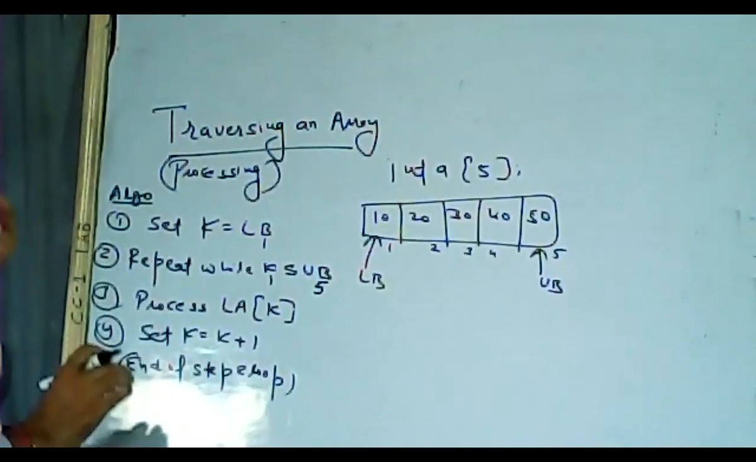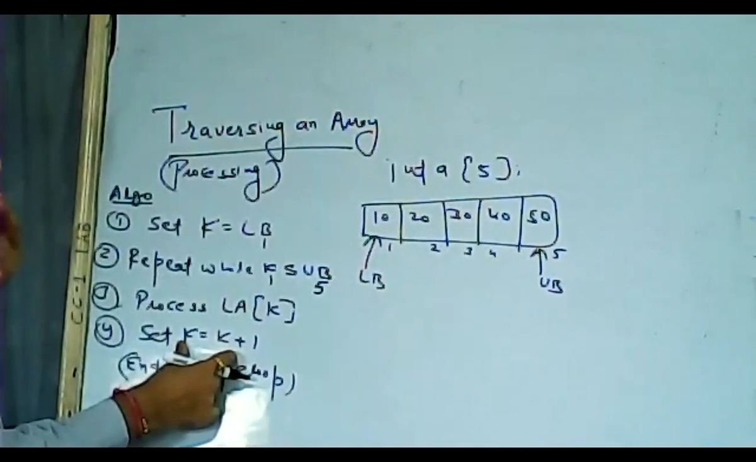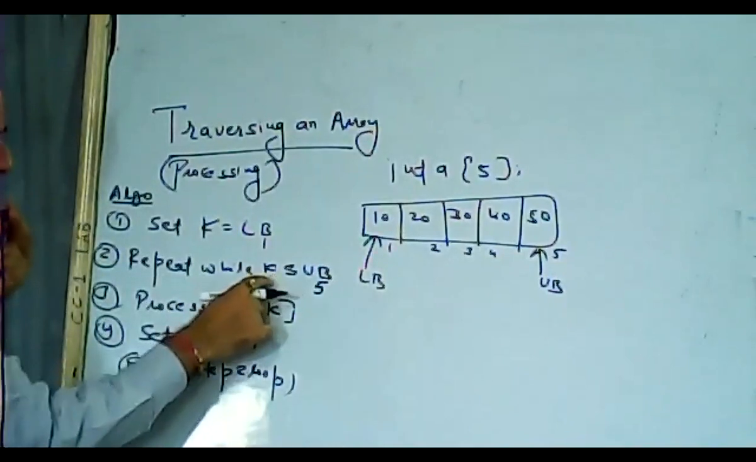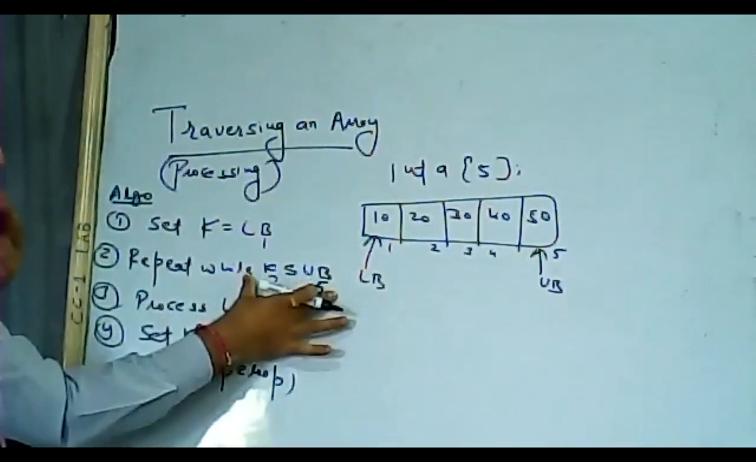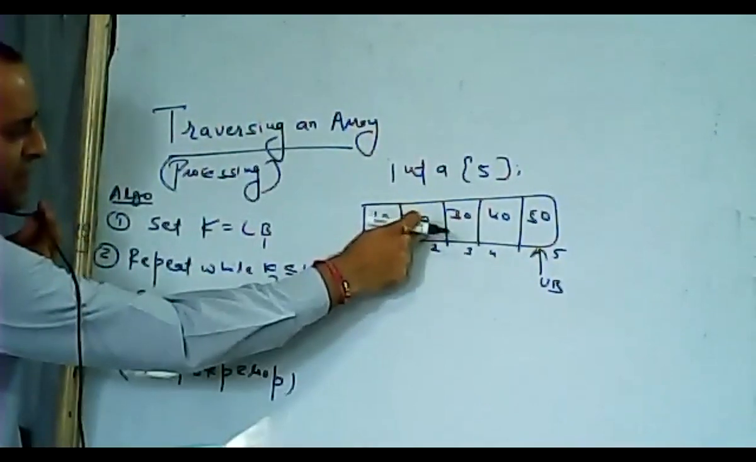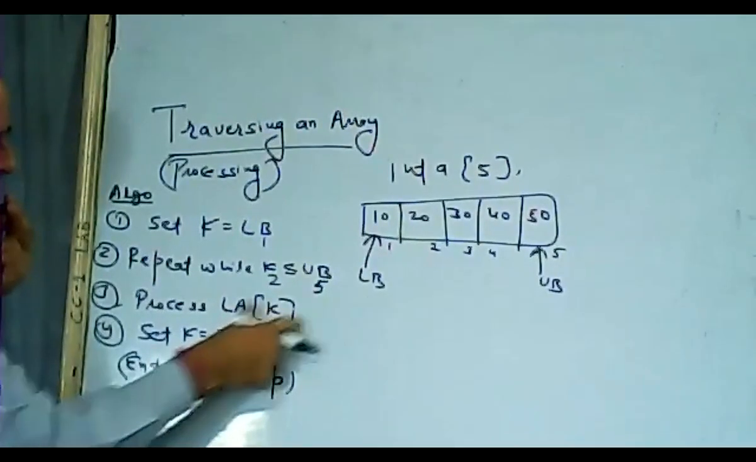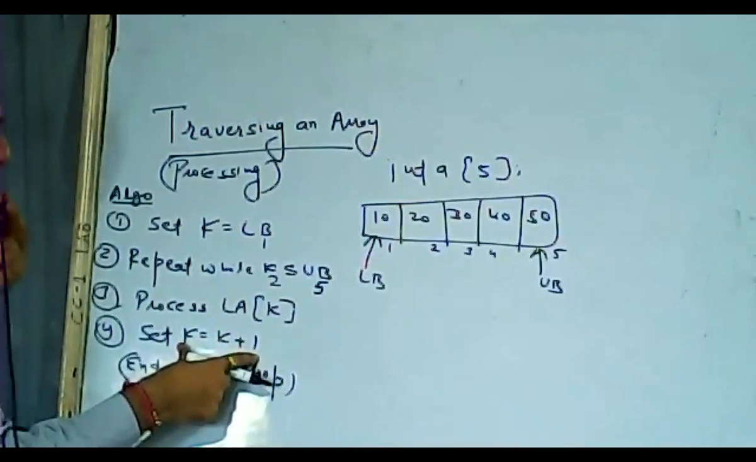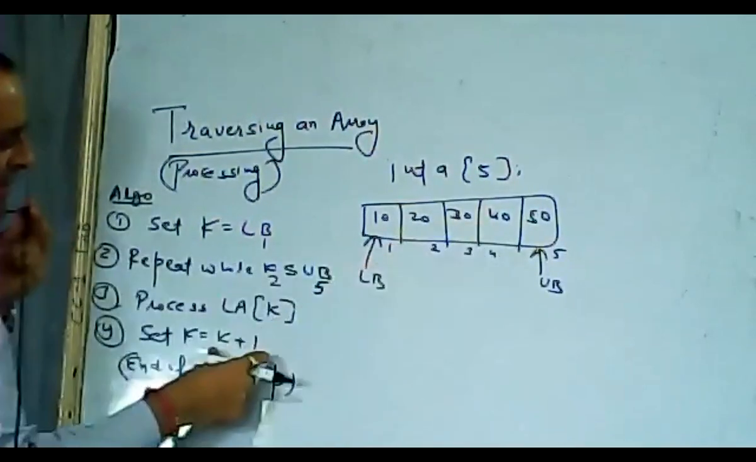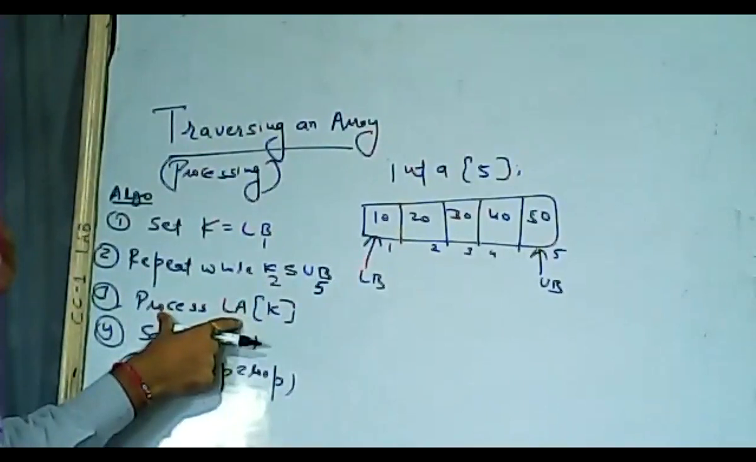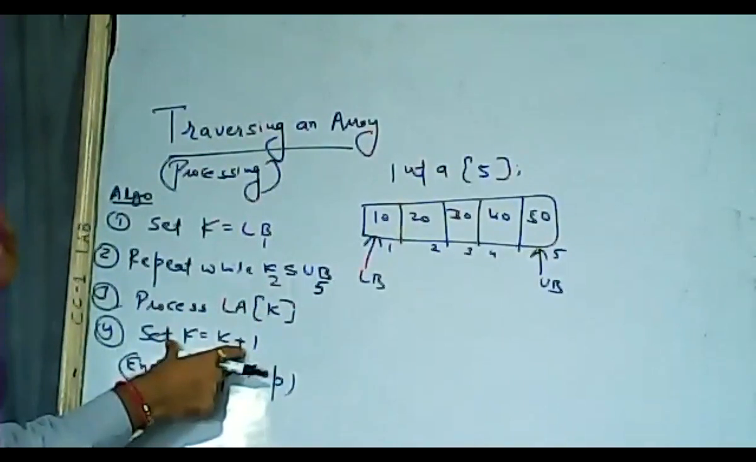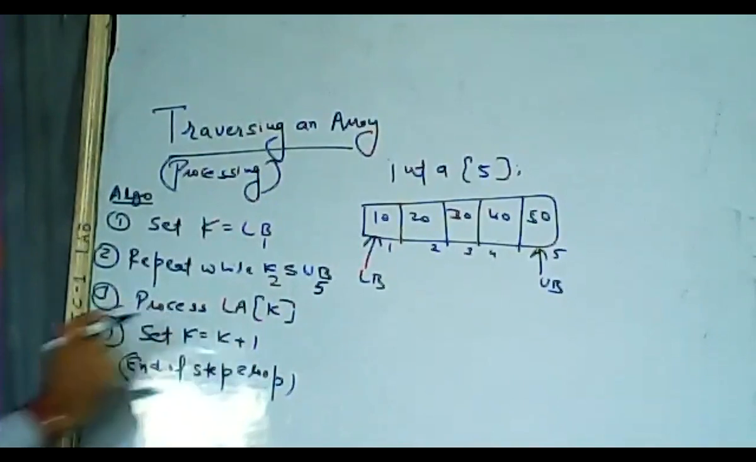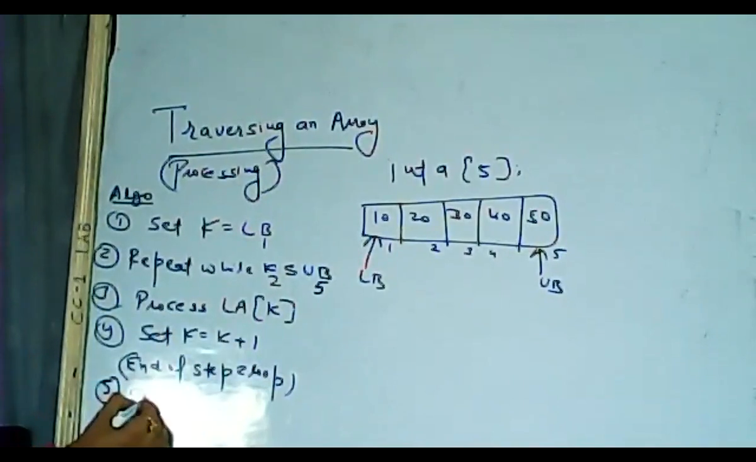After processing the first element I have to go to the second element, so K is K plus 1. K becomes 2, and 2 is less than 5. Process LA of 2, which is 20. K will again increment to 3, LA of 3 is 30. K increments to 4, LA of 4 is 40. K increments to 5, LA of 5 is 50. So from lower bound to upper bound, I process all elements. This step helps me go from the first element to the second to the third element, and here is the end. Easy algorithm?